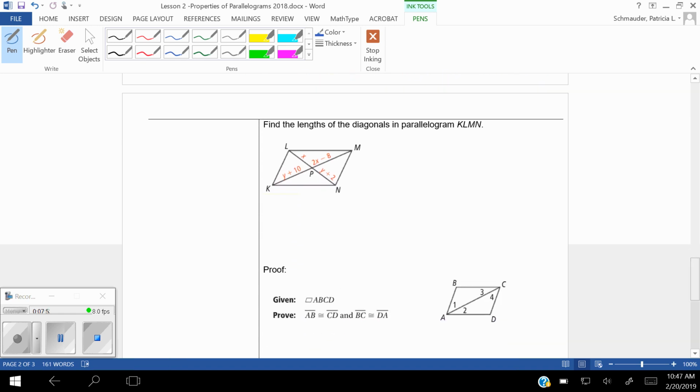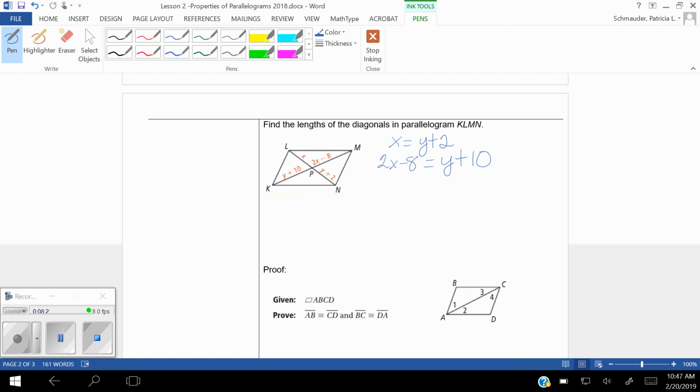All right, let's see what we got now. Find the lengths of the diagonals. Okay, well, I got to go back to the proof that tells me the diagonals bisect each other. Therefore, what do I know here? Well, I know that x equals y plus 2 because of diagonal LN. And then because of diagonal KM, I know that 2x minus 8 equals y plus 10. Okay, let me get these little stray marks off here. All right, so what do we got?